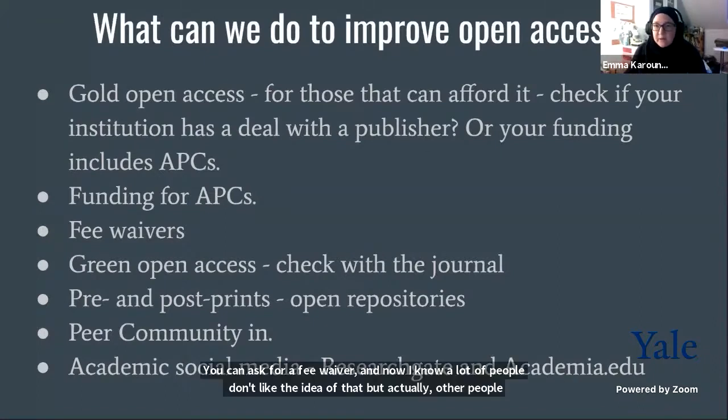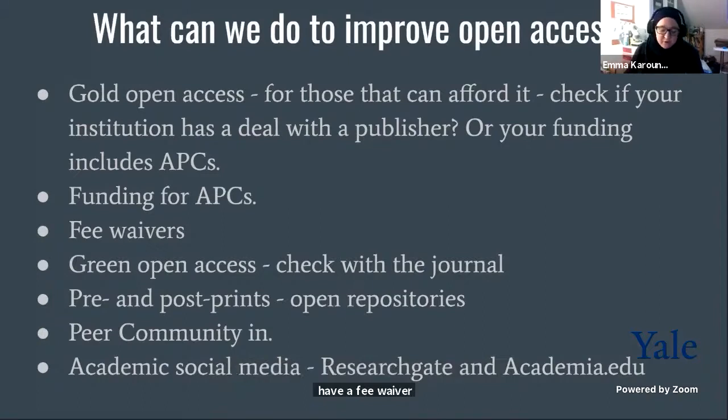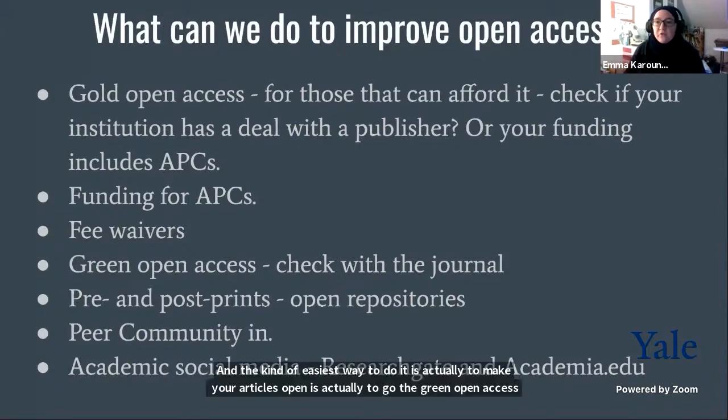The easiest way to make your articles open is actually to go the green open access route. So this is depositing a different version of the article in an open repository. And you can check with the journal you want to use whether they allow this, but most of the journals actually do, although they don't often advertise that they do. So this means you can put a preprint, which is an article that hasn't been peer reviewed, or you can do a postprint, which is an article that has been peer reviewed, but it doesn't look like the formatted version of the article that's going to appear in the lovely journal. But you can put that in any open repository that you choose. And there's lots of free ones out there that you can use.